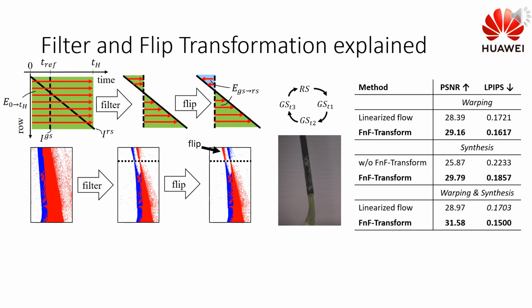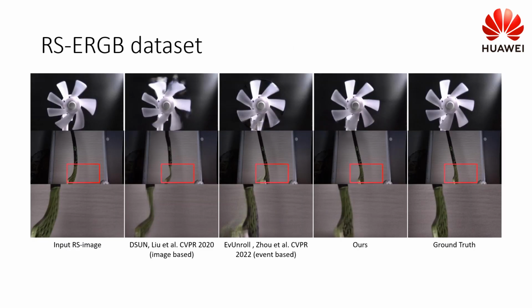In our ablations, we show how the filter and flip transformation is beneficial for all parts of our model and improves the total performance of our method by 2.6 dB in PSNR. We outperform image-based methods and the previous event-based method EvUnroll on our challenging RS-ERGB dataset. Deep Shutter Unrolling was the best performing image-based method on our dataset, but often failed completely due to the large motion between frames.